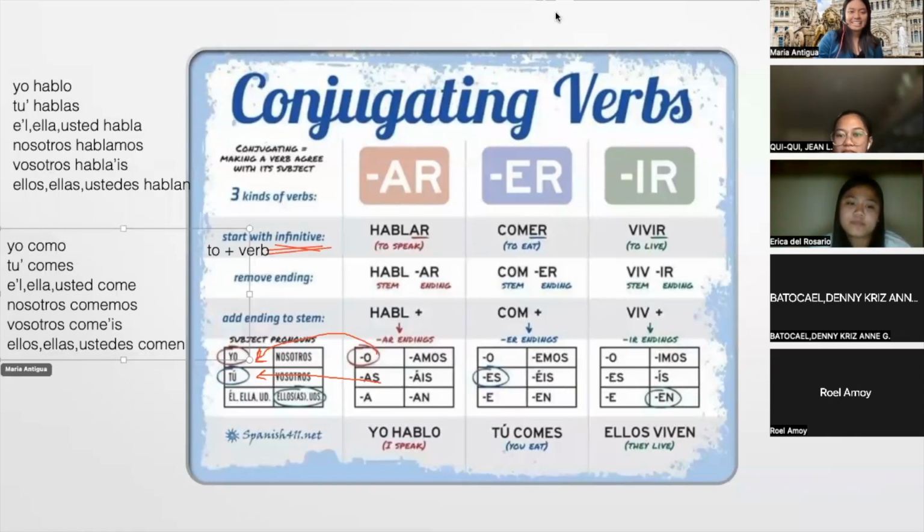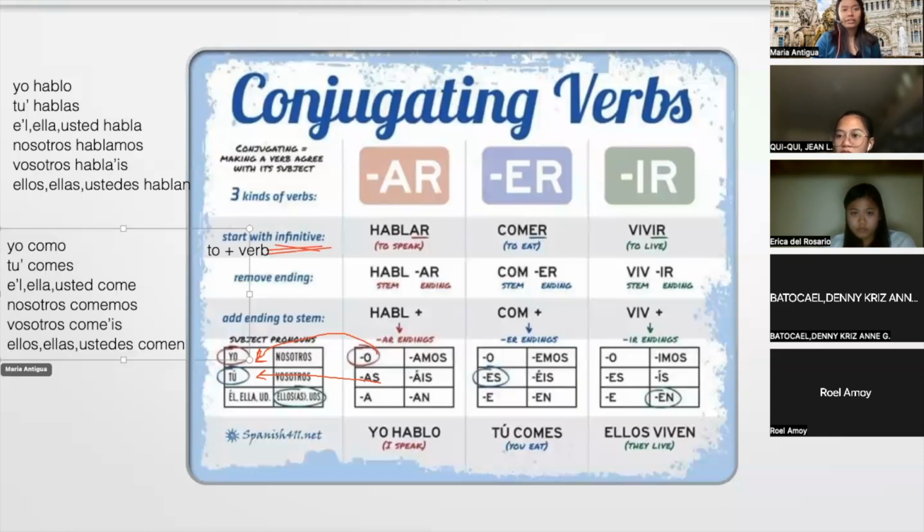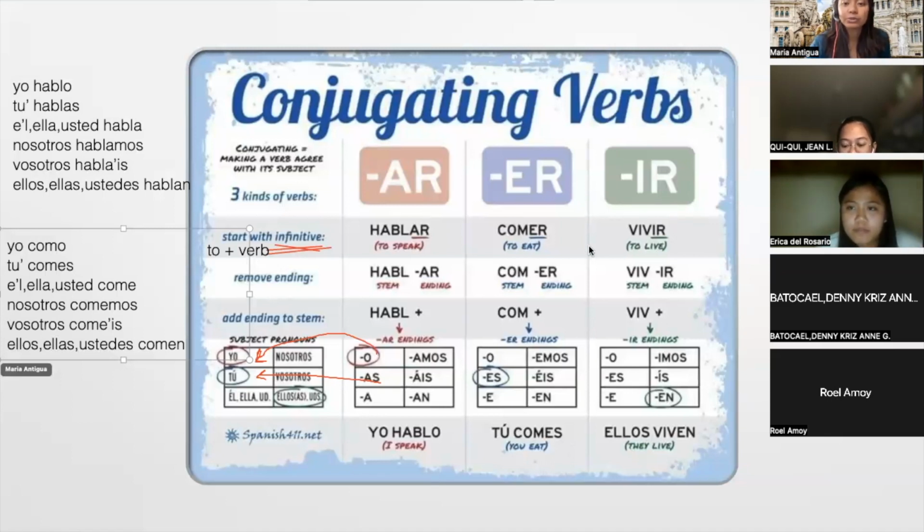Muy bien. Alright. For the verbs naman ending in IR, it will be the same. Okay? You basically understand the principle, no? Okay, that's it for now. That would be part of your assignment actually. Kaya I don't want to conjugate vivir. So vivir is to live.